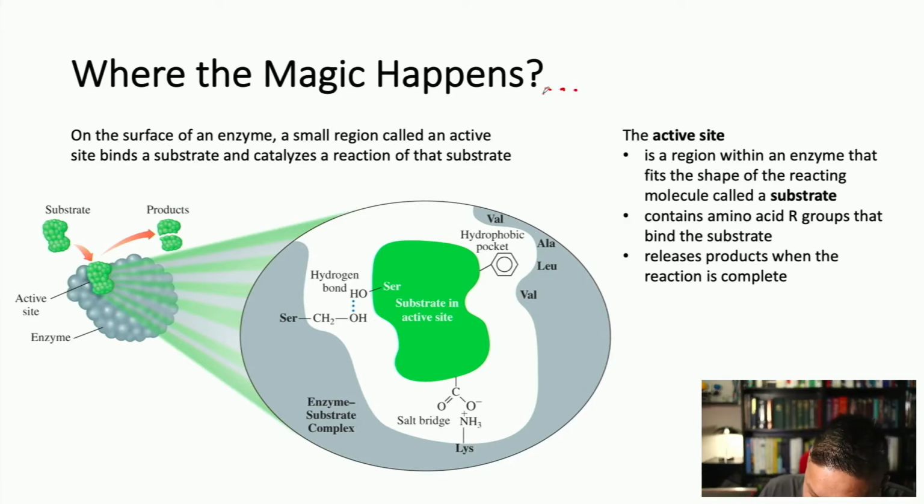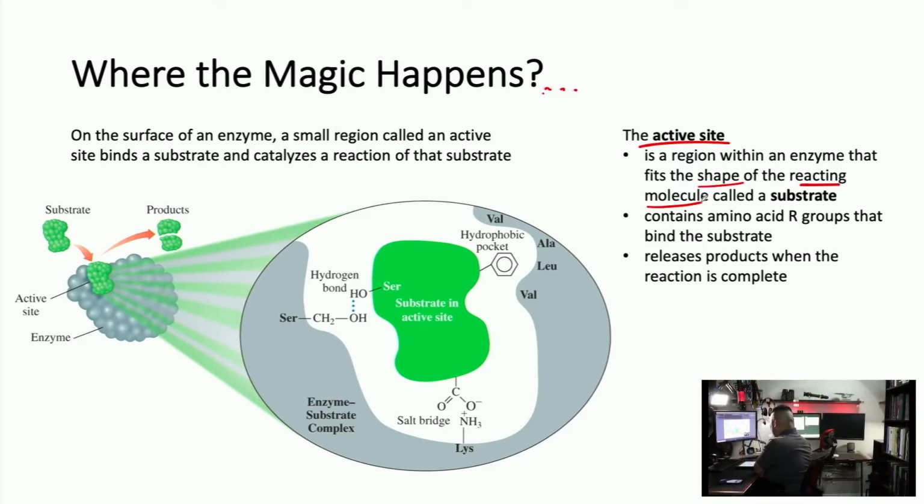The magic happens in this thing called the active site of the enzyme. What exactly is the active site? It's the region on the enzyme that has a shape that fits the reacting molecule. And that molecule is called the substrate, the thing I keep on referring to before. What is the substrate? It's the molecule that the enzyme reacts with or acts on to do something. Inside the active site, there are amino acid groups, R groups, that bind to the substrate, right?